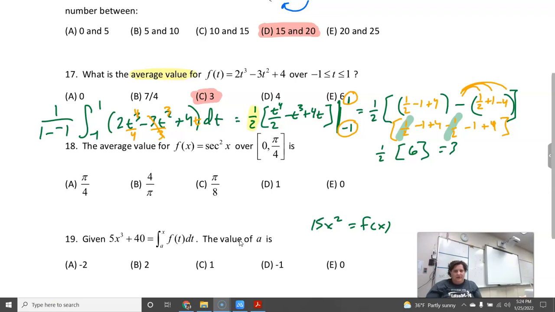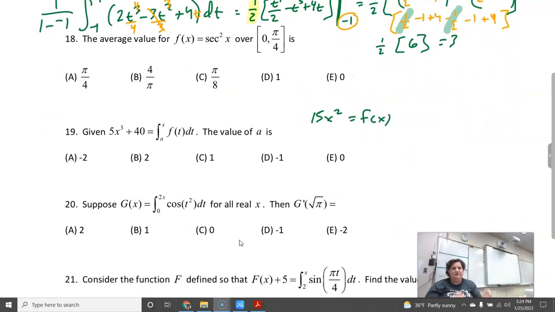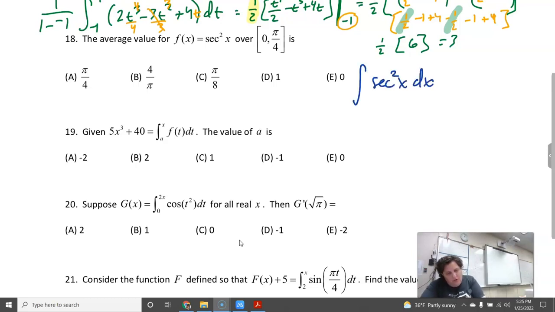Okay, good. A trig question. Let's do a trig question. Okay. The integral of secant squared x. Oh, shoot. I almost missed a word. Average value. Average value. Okay.